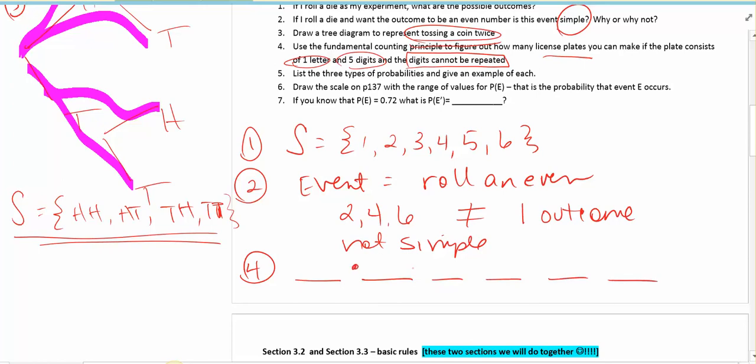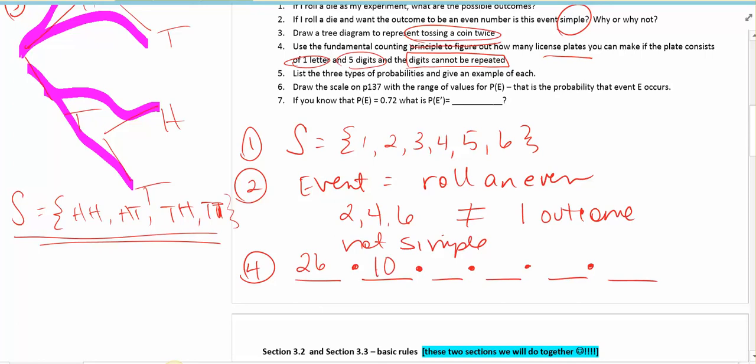The fundamental counting principle says you're going to figure out how all of those things can happen and multiply them all together, and that'll tell you the number of different combinations you can have. So we ask ourselves, how many letters are in the alphabet? Well, there's 26 to choose from. How many digits are there? Well, there's 10, 0 through 9.